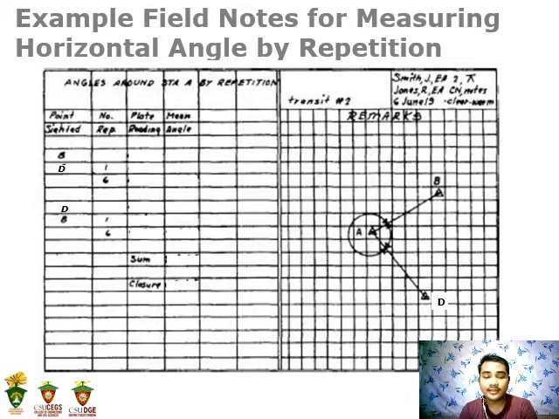So this is an example of field notes for measuring horizontal angle. In this case, kanang BAD, ang interior nato is naa diri sulod, atong exterior naa sa gawas. So atong interior is kaning color blue, atong exterior is ang yellow. So yung ang example sa field notes.